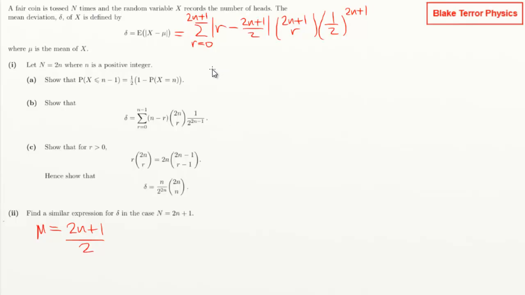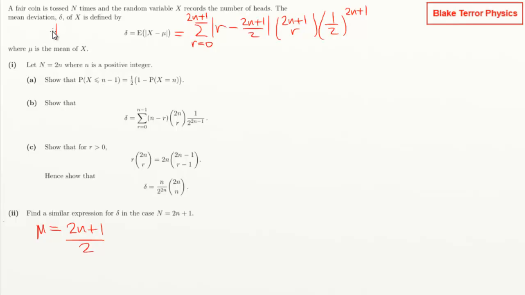Now, this might split a bit easier on this, because if we're going from 0 to 2n plus 1, we've now got 2n plus 2 options. So they're exactly split in half.